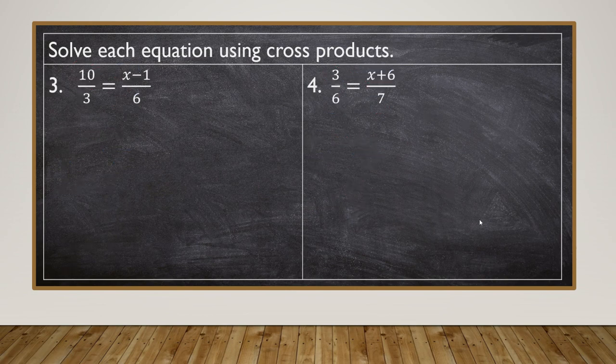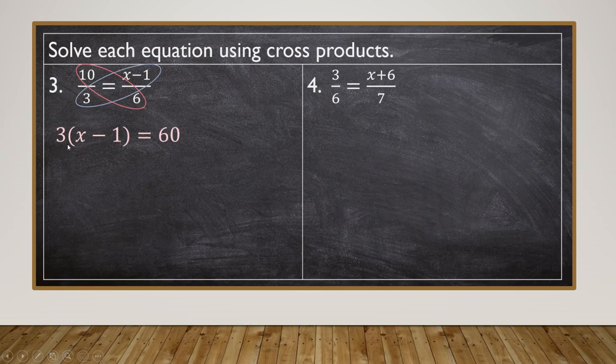Number 3, if you have an expression more than just a variable in your numerator or denominator, think of it as a grouping. So think of x minus 1 in parentheses. All right, so our first cross product will be 3 times the quantity x minus 1. Make sure you put the parentheses around it. And then our other cross product, 10 times 6, gives us 60.